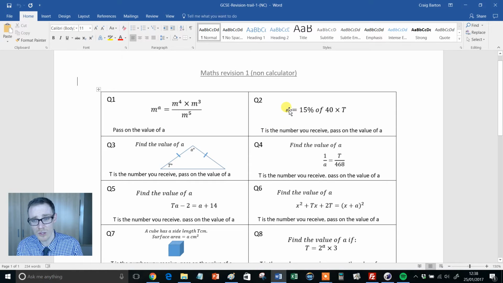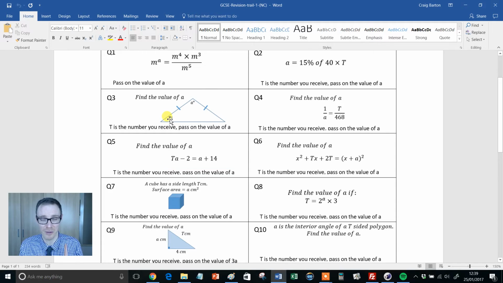And they've got to use that value of A to work out this question and then solve it to get the value of T. Now, no prizes for what's coming next. You get the value of T, pass it to your partner who uses that value of T to then work out the value of A, who then passes A on for you to work out the value of T, and so on and so forth.